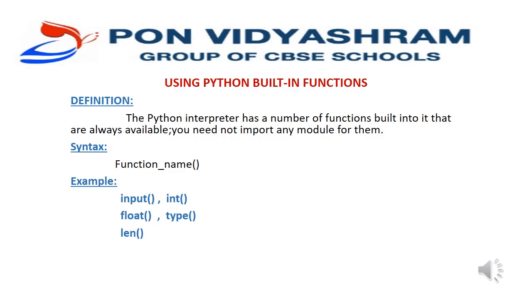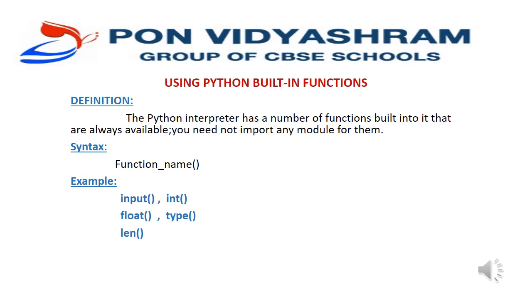The Python interpreter has a number of functions built into it that are always available. You need not import any modules for them. In other words, the built-in functions are part of the current namespace of the Python interpreter. So you use the built-in functions of Python directly. Let's see the syntax: function_name(). Here I have used the underscore because we can't use any white space in the function name, so instead of white space I have used the underscore. In the place of function name we can have our own function name, a user defined one.